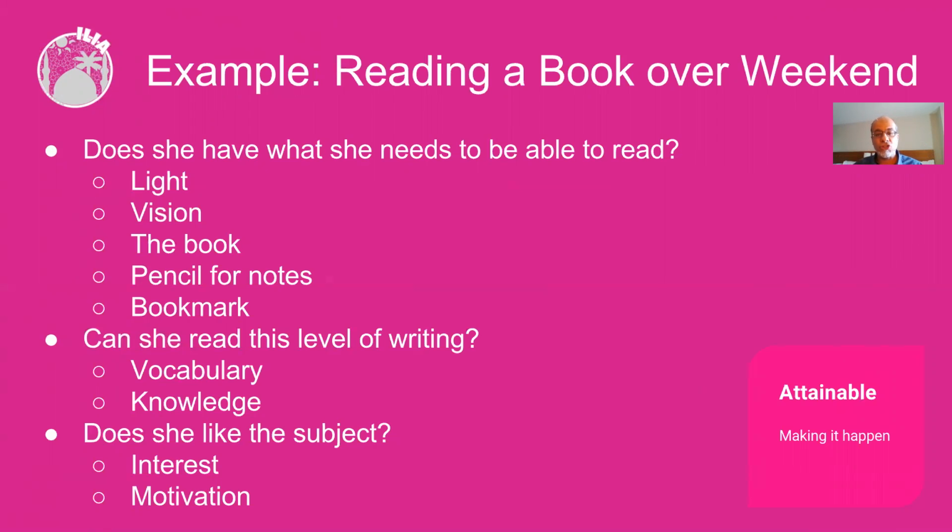Does she have vision? Or is she a blind person? Because if she can't see, she's not going to be able to read the book unless it's a special book. So does she have vision? Does she have the actual book itself? So in other words, does she have the resources needed, the tools needed to be able to read the book? Does she have a pencil if she wants to take notes? So if part of measuring her goal is how many notes she has taken, then she needs a pencil.